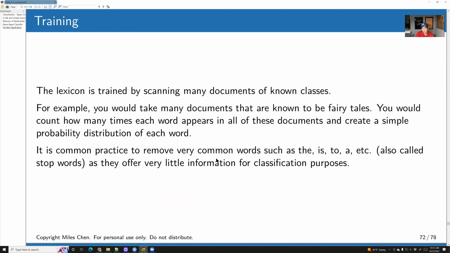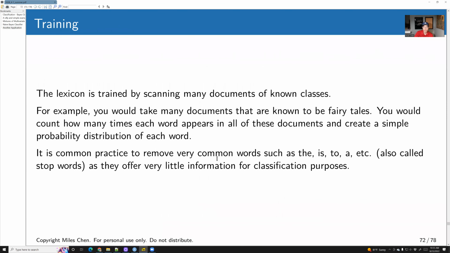All right, let's try an example. Okay. Oh, so how do we get the lexicon? So you might train or develop your lexicon by scanning in a whole bunch of documents where you give it labels, right? So you say, okay, I know this document's about politics.